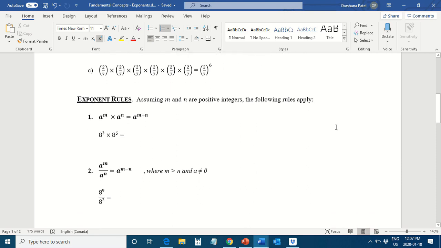The first rule, known as the multiplication or product rule: a to the power of m times a to the power of n equals a to the power of m plus n, meaning that when same bases are being multiplied, we add the exponents. For example, if I have 8 to the power of 3 times 8 to the power of 5, we can write it as 8 to the power of 3 plus 5, which will then be 8 to the power of 8.